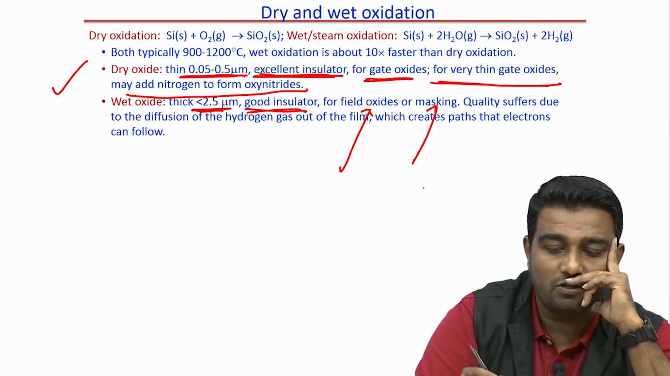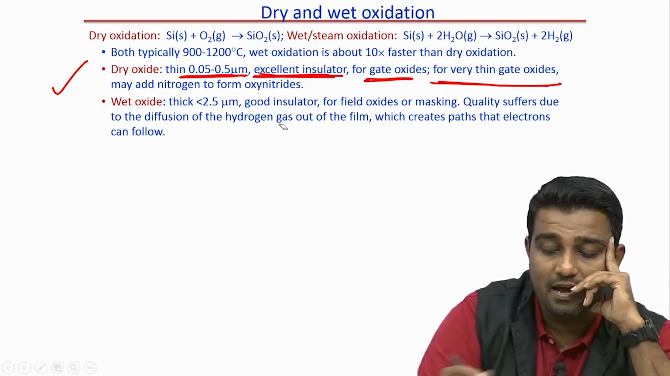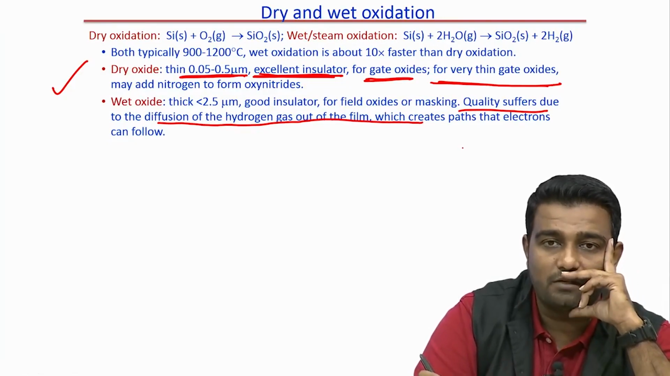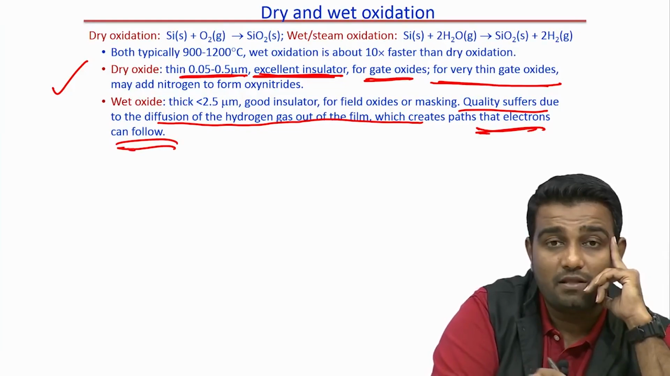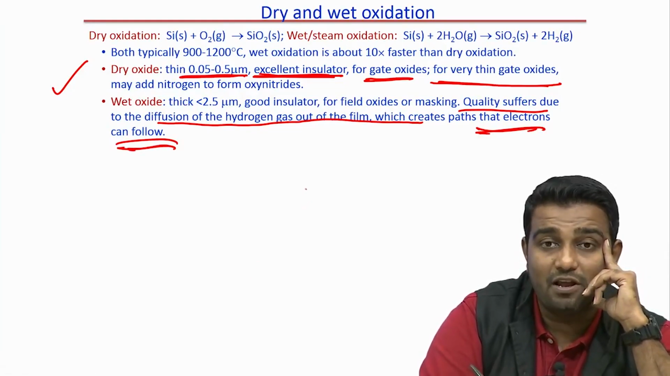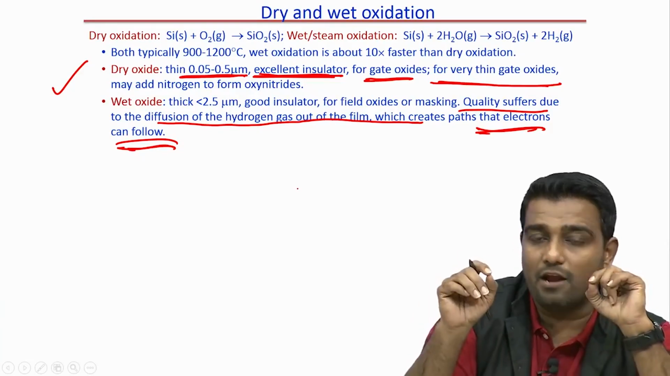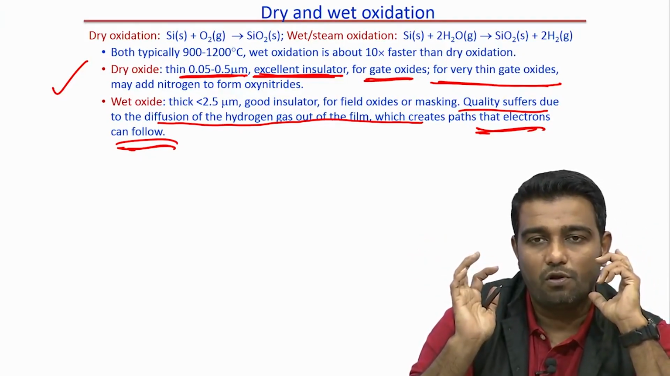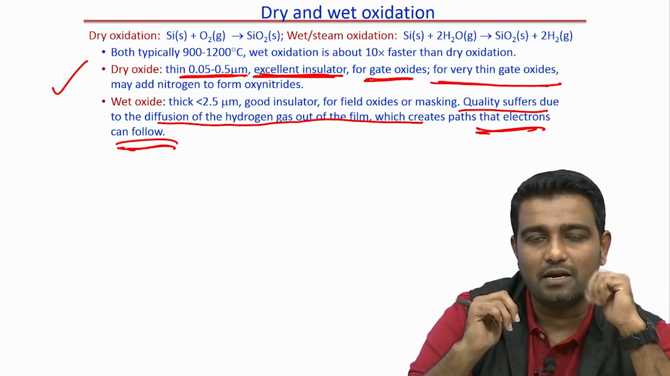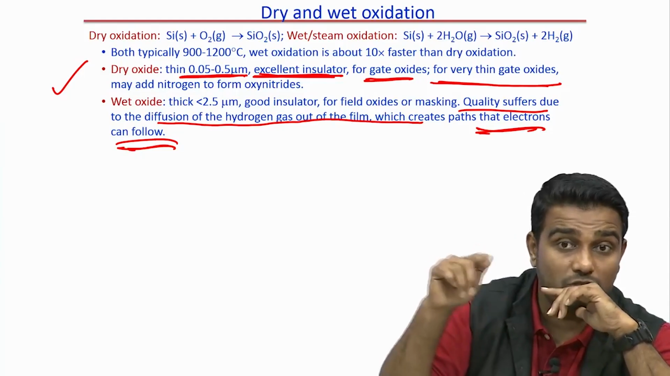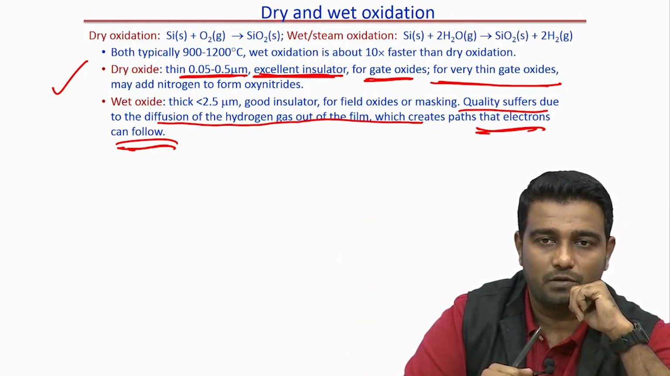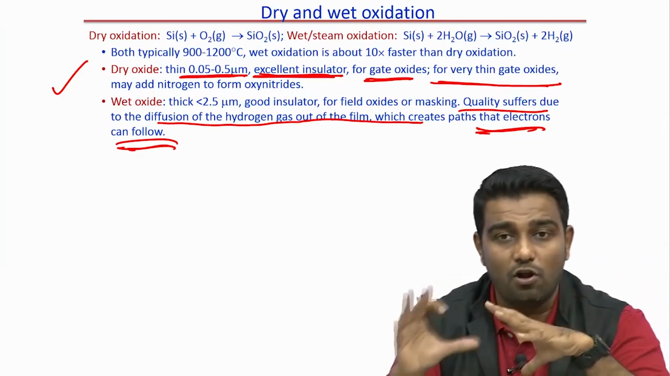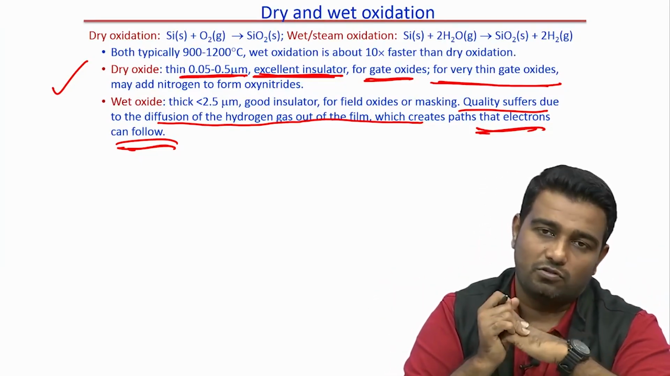But the disadvantage of wet oxidation is that the quality of the oxide suffers due to diffusion of the hydrogen gas out of the film, which creates paths that electrons can flow through. That means, if I want a thin layer of gate oxide, then I cannot use wet oxidation, because it may have pinholes through which the electrons can flow, and these pinholes are created by the hydrogen gas coming out of the film, because now you have Si plus 2H2O gives SiO2 plus 2H2. So, in the case of gate oxide we should go for dry oxidation. In the case of field oxide or the masking oxides we can use wet oxidation, alright.